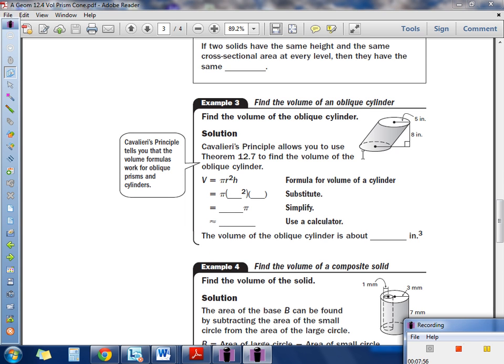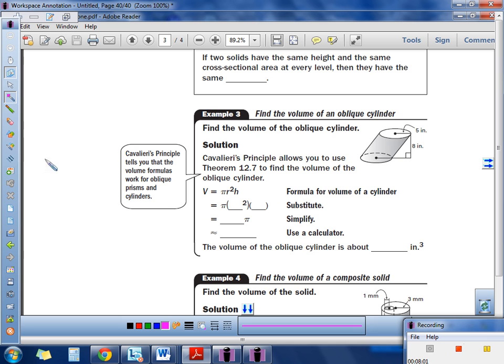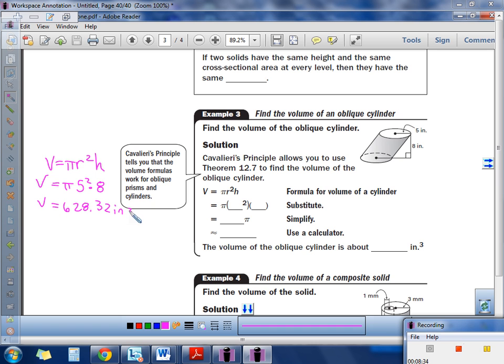So now we're ready to do this one. Remember, it's the same formula on example 3. We still do volume equals pi r squared h. So let's write that out real quick. Volume equals pi r squared times h. Do we know the radius? Yes, it's 5. Do we know its height? Its regular height? Straight up? Yes, it's 8. So if we type that in, we'll get our volume, which is 628.32 inches squared. Sorry, I meant inches cubed. I misspoke. Inches cubed. Volume is always cubed.